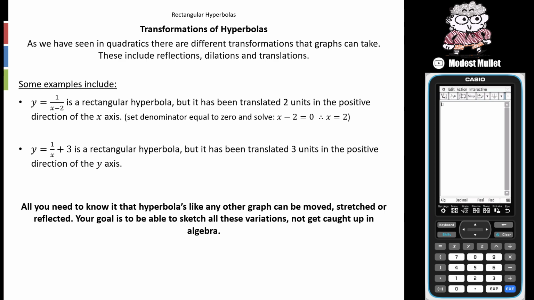Like quadratics, cubics, any of the polynomials, we can apply transformations, we can translate, we can dilate, we can reflect. Is there any that I'm missing? No. Okay.